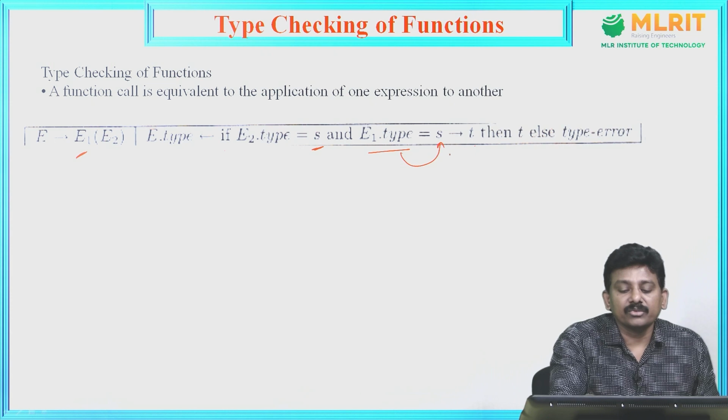If e1.type is s to t, then return t, else type error.